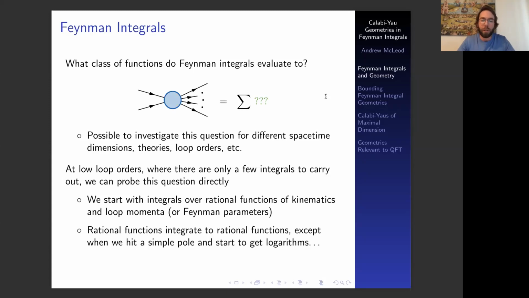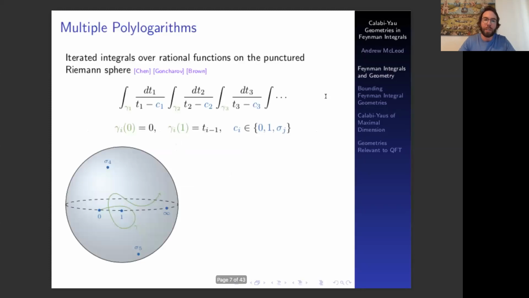Because we all know that Feynman integrals start their lives as integrals of rational functions of kinematics and loop momenta, or of Feynman parameters if you prefer. We also know that rational functions integrate to rational functions again, except in the presence of simple poles. And so we can be boneheaded about it and just start integrating. We'll hit some simple poles and generate some logarithms, and then we can keep going, and we very naturally encounter the space of so-called multiple polylogarithms, which were seen many times in the talks at this conference.